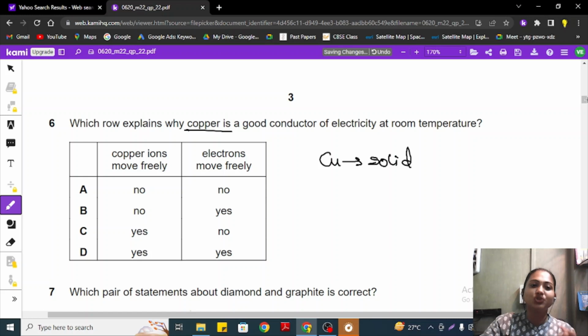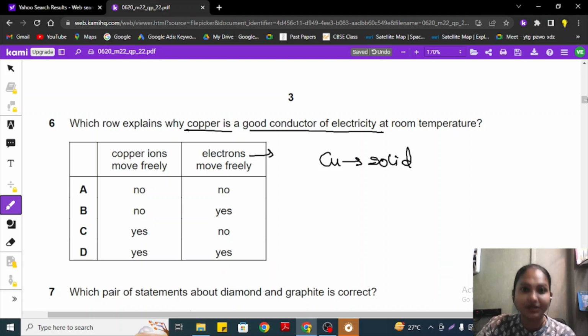So they are asking which row out of these four explains why it is a good conductor. So, copper ions move freely? No. Whenever it's in the aqueous state, when it is dissolved in water in a solution form, copper ions can move freely. But in a solid state, just copper, to be a good conductor of electricity, it is not required. Okay, electrons move freely.